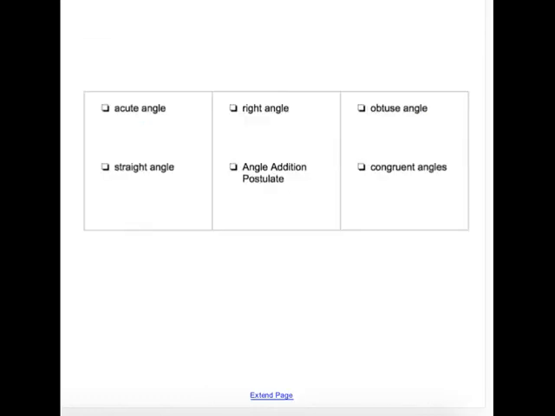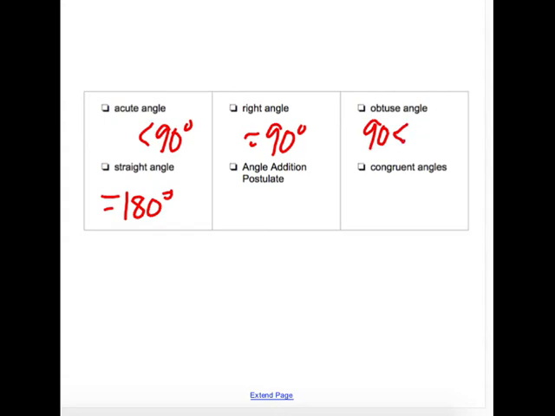Alright, so here are the terms you should know. Acute angle, that is anything less than 90 degrees. Straight angle, equal to 180 degrees. Right angle, equal to 90 degrees. Let's finish that one out. Obtuse angle, between 90 and 180, but not including those.